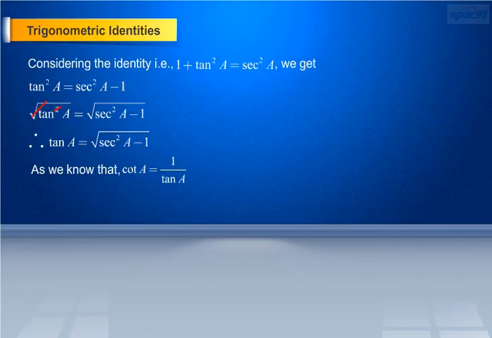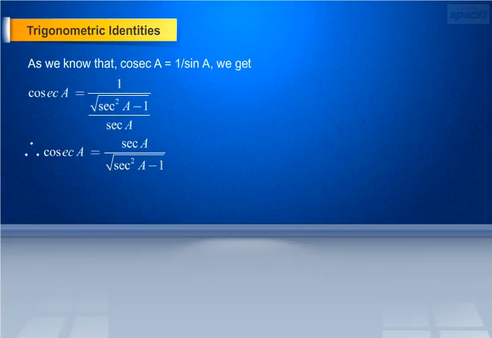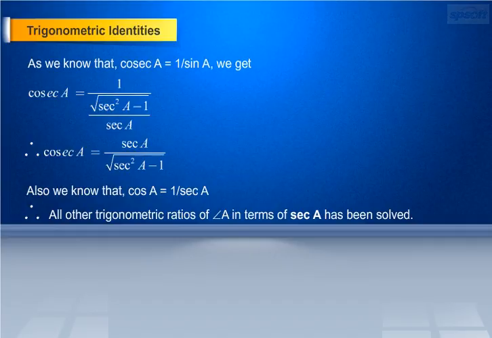As we know that cot A equals 1 by tan A, therefore cot A equals 1 by square root of secant square A minus 1. As we know that cosecant A equals 1 by sin A, this implies that cosecant A equals 1 by square root of secant square A minus 1 by secant A, since sin A equals square root of secant square A minus 1 by secant A. Therefore, cosecant A equals secant A by square root of secant square A minus 1. Also we know that cos A equals 1 by secant A. Therefore all other trigonometric ratios of angle A in terms of secant A have been solved.